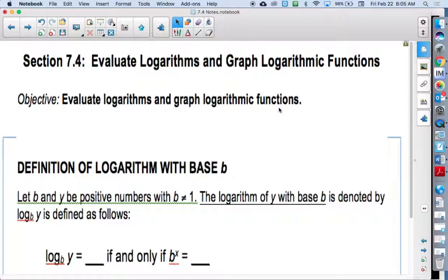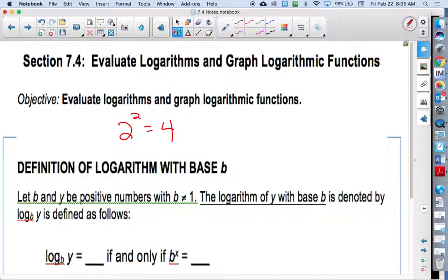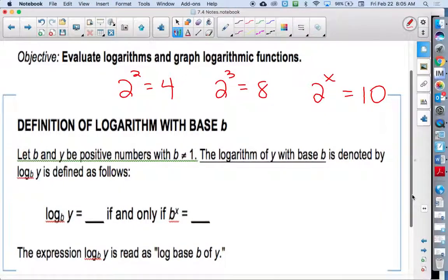So the whole reason that a log was created is because we can say that 2 squared equals 4. We can say 2 cubed equals 8. But we can't say 2 to the what power equals 10, because we don't know what that number is. I know 2 to the 4th is 16. I know 2 cubed is 8. But we don't know what the power of x would be to give us a 10. So a log was created so that we can figure that number out.